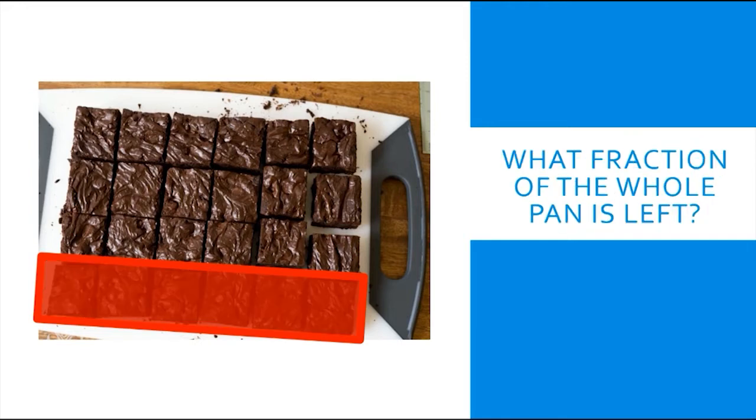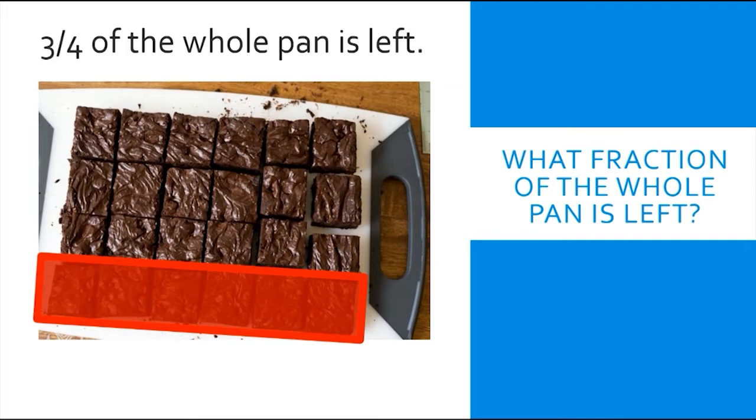What fraction of the whole pan of brownies is left? You may have thought of 3/4, or maybe you thought of this as 18/24. These are equivalent fractions that can be used to represent the amount of brownies left in the pan.